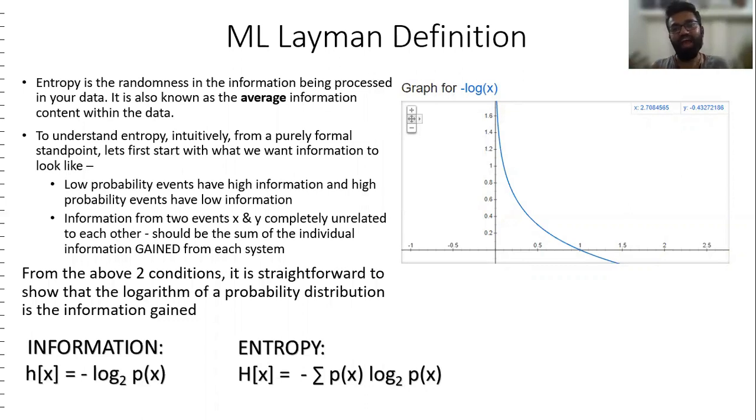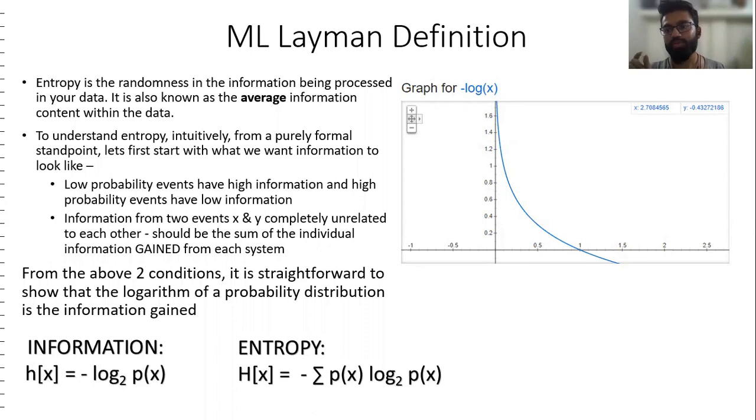And entropy, as the second line over here says, is the average information content within the data. So that is the summation of the probability times the information. Let me repeat, that's the summation of the probability times the information. So here that is the negative summation of the probability of x times the logarithm of the probability of x. What entropy is, is just the lower bound on the number of bits needed to transmit the state of a random variable. That is what entropy is.